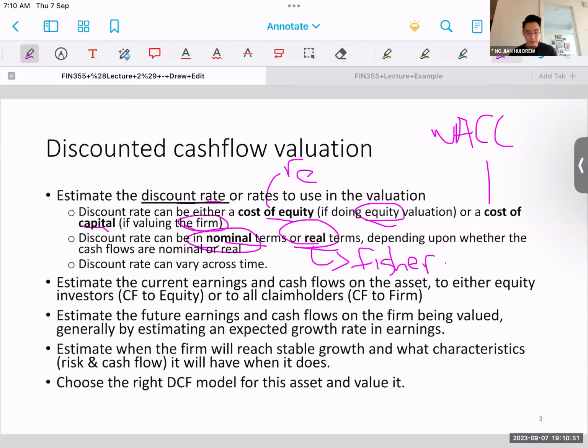So we talked about this. When we want to do this, we use the cost of equity. Basically, who is interested in this is the equity investor. But if we are using cost of capital, that means it's all claim holders, which basically means the equity investor and the debt holders.